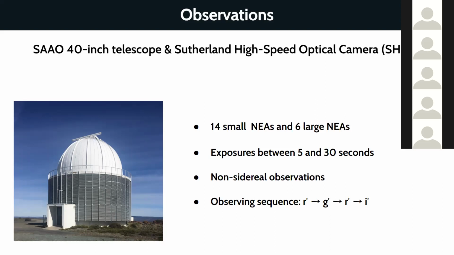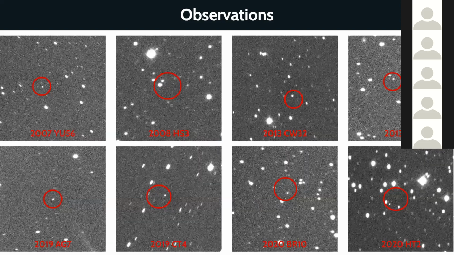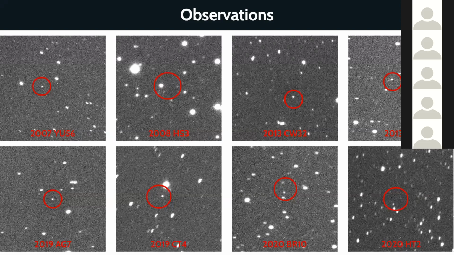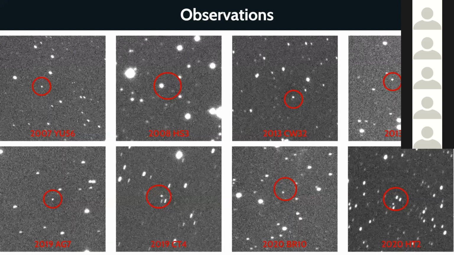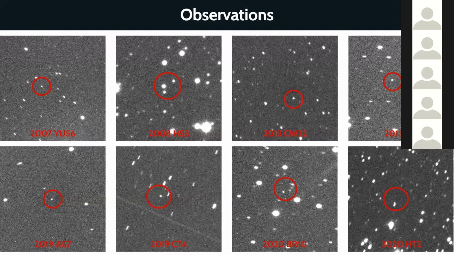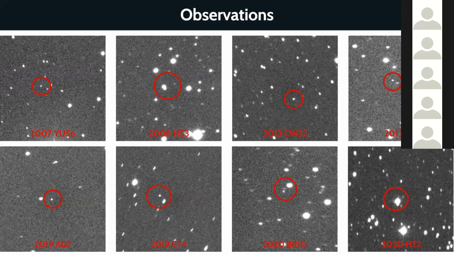So it would track on the asteroid and the stars would move in and out of the field of view. And then also for the science that we wanted to do, we used the R, G and I filters, and we cycled through them as well. This animation shows some of the observations, and I've tried to highlight where the asteroid is. It's usually near the center, and you can see the stars moving in and out of the field of view.